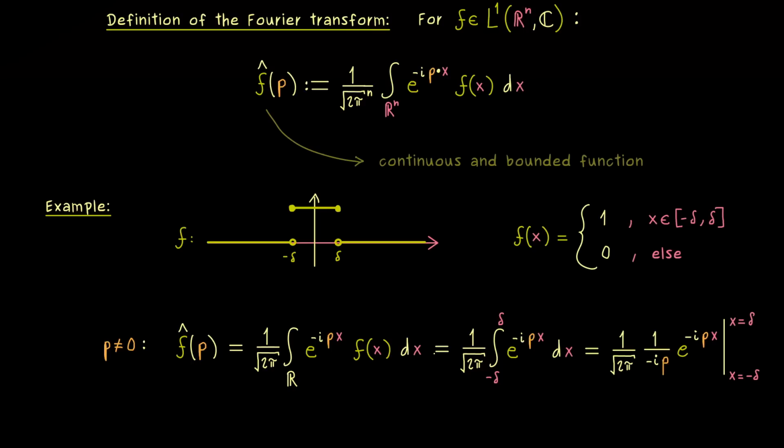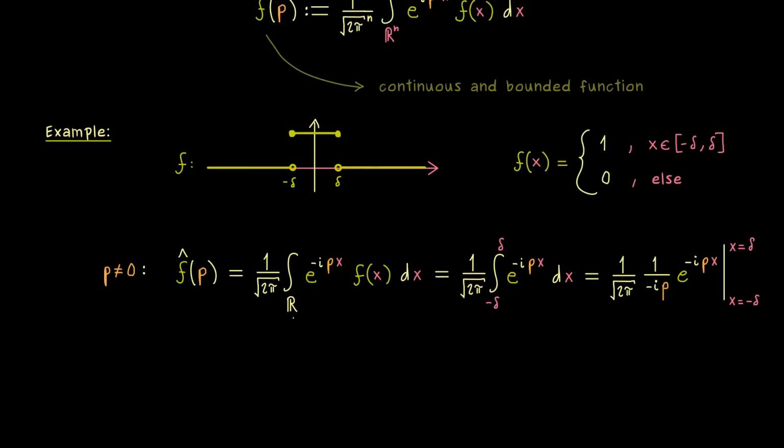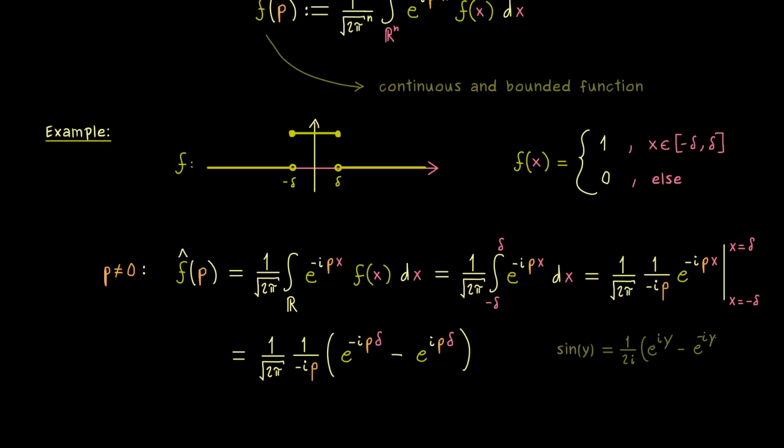So you see, it's just a standard calculation for a one-dimensional integral. And as you know, what we get here is just the difference of two exponential functions again. And there you might already recognize that this can be written as a sine function. So please recall, sine of y is just given as 1 over 2i times e to the power iy minus e to the power minus iy.